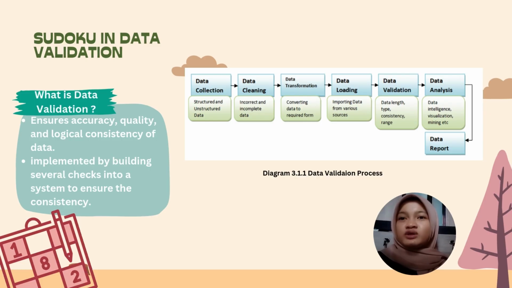The next one is data validation, verifying aspects like length, type, consistency, and range. The last one is data analysis, using the validated data for tasks like preparing reports. By following the steps, organizations can ensure the data is reliable and ready for analysis. It's like solving a Sudoku puzzle where every piece must fit perfectly to complete the picture.